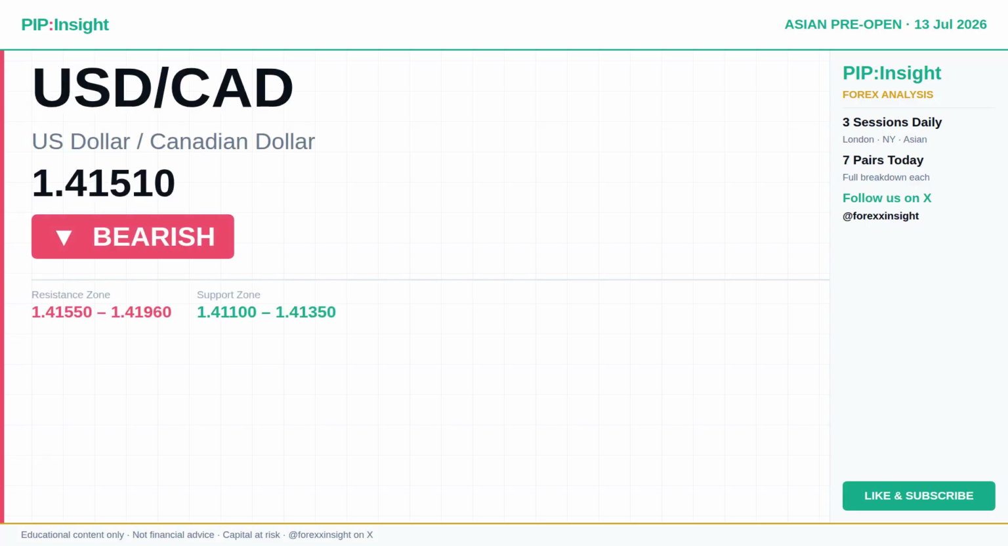Dollar Canada. The chart is showing bearish structure on this session. The 4-hour trend is to the downside. Resistance is marked between 1.4155 and 1.4196. Support is marked between 1.411 and 1.4135. Here is the full chart breakdown.